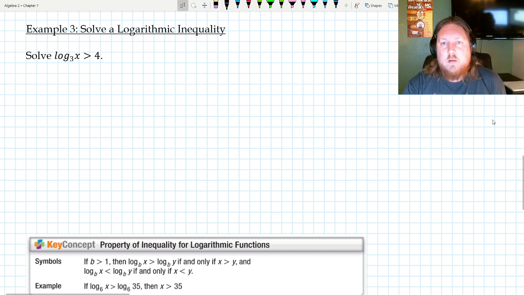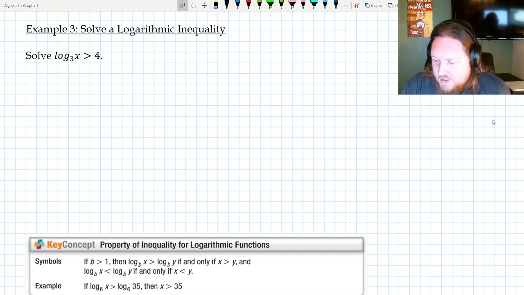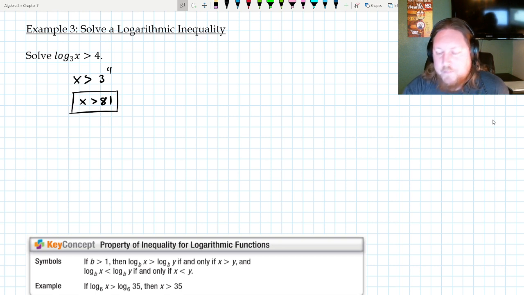But example 3, log base 3 of x is greater than 4. So the idea here is x stays on the left, it's greater than 3 to the 4th. So x is greater than 81. And there's no problem there.